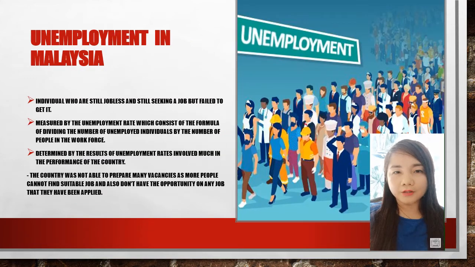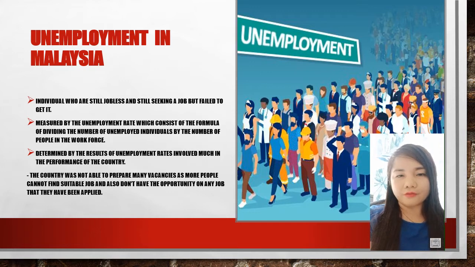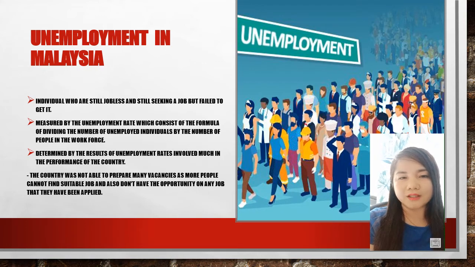Now, I would like to present to you the unemployment in Malaysia. Number 1. Unemployment can be described as individuals who are jobless and still seeking a job but fail to get it. Number 2. Unemployment is measured by the unemployment rate, which is calculated by dividing the number of unemployed individuals by the number of people in the workforce. Number 3. Unemployment is usually determined by the unemployment rate, which reflects much of the performance of the country.